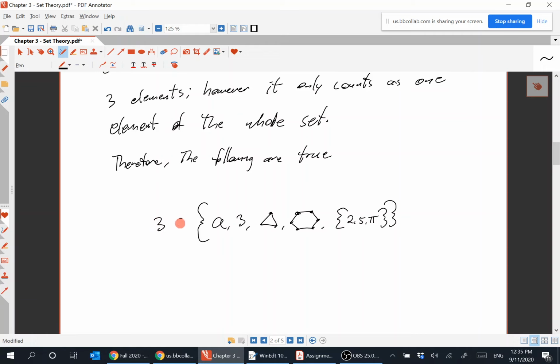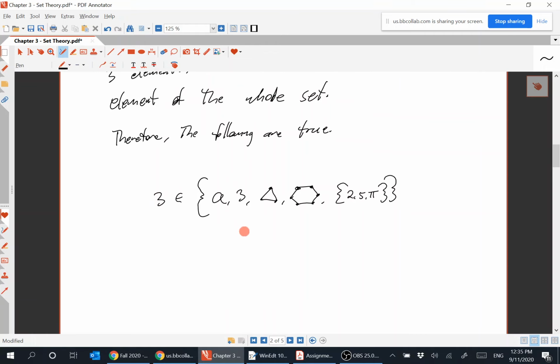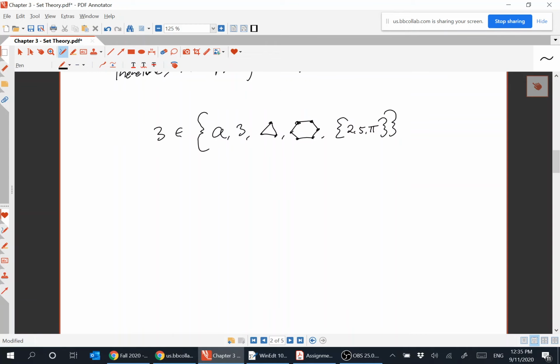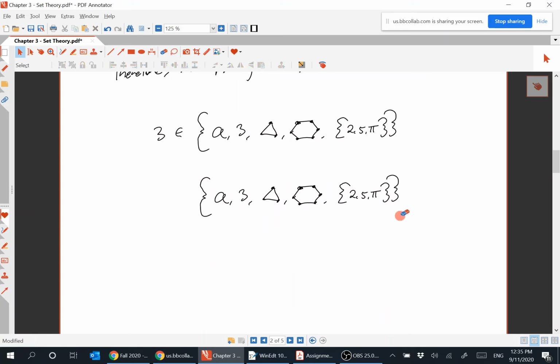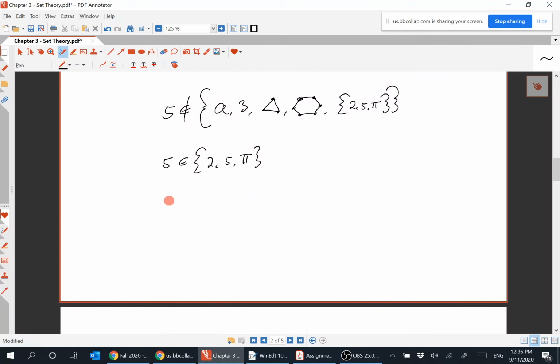If I said 3 is an element of this set, it's true. But if I said 5 is an element of this set, it's not true. This is false. 5 is not an element of this set. 5 is an element of the set 2, 5, pi, but not this set, the outer set. That set, 2, 5, pi, is an element of the big set here.